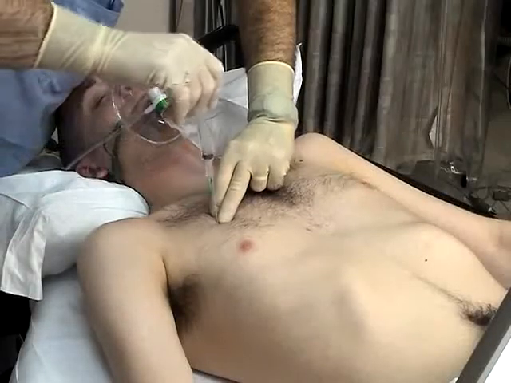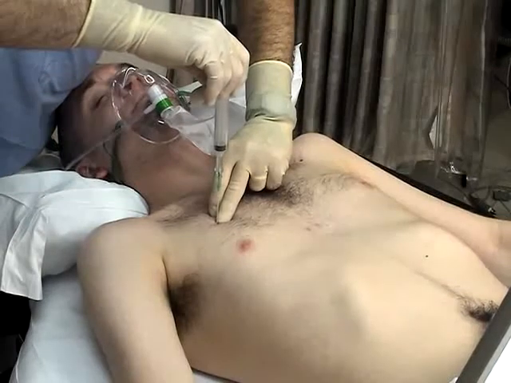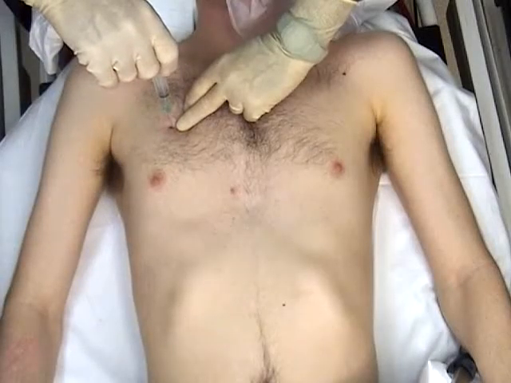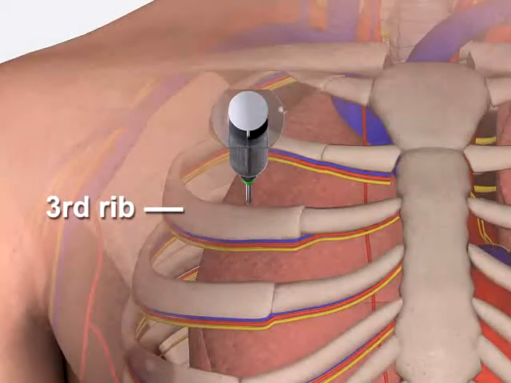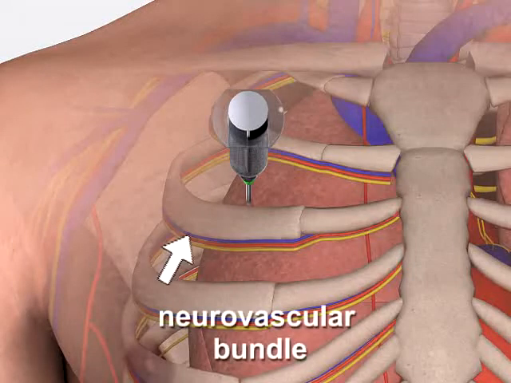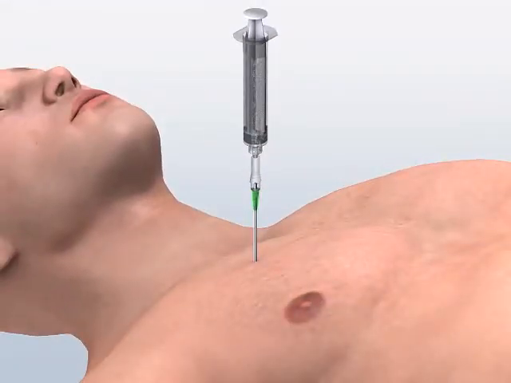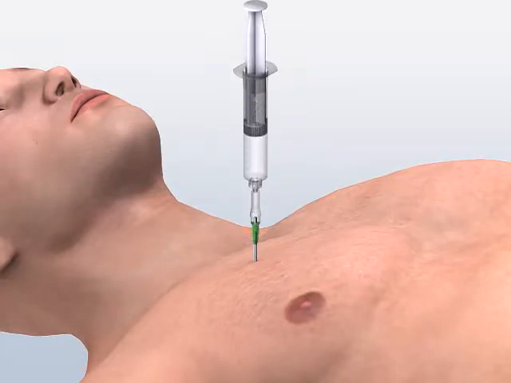Insert the catheter assembly perpendicular to the skin in the midclavicular line along the superior surface of the third rib. The inferior surface of ribs must be avoided due to the neurovascular bundle that is located in that region. Advance the catheter assembly into the thoracic cavity until air is aspirated from the syringe.